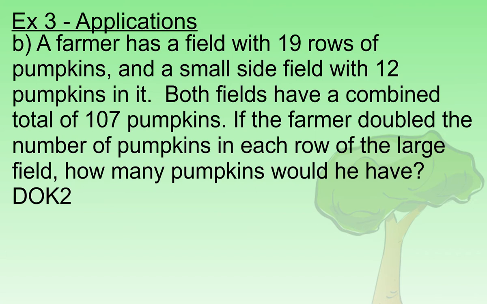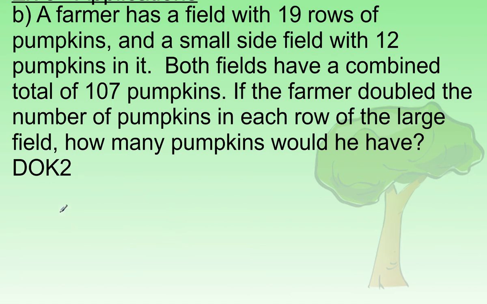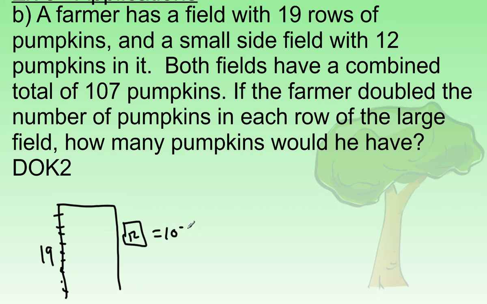Letter B. A farmer has a field with 19 rows of pumpkins and a small side field with 12 pumpkins in it. So this is kind of like that corn problem from the last lesson. So let's see. He's got a field with 19 rows of pumpkins, and a small side field with 12 pumpkins. Both fields have a combined total of 107. So if you take this field plus this field, you get a total of 107.